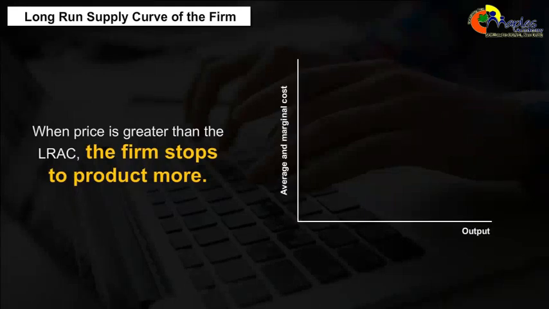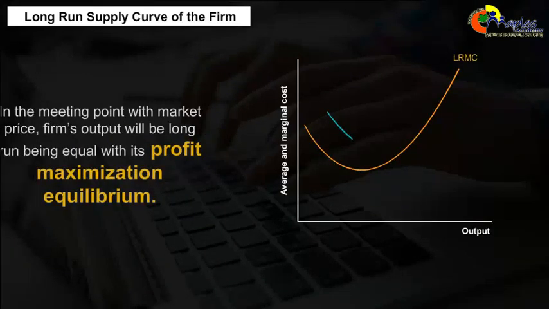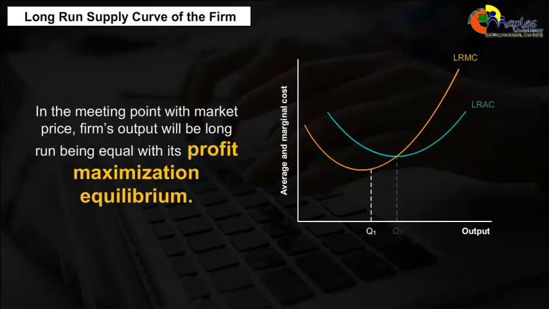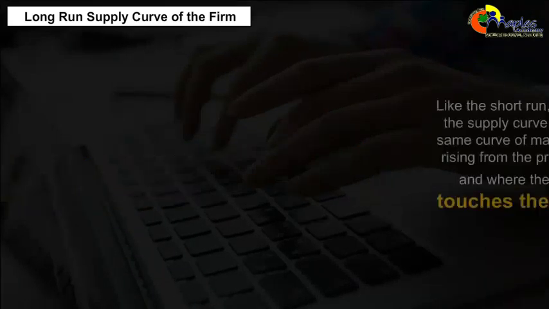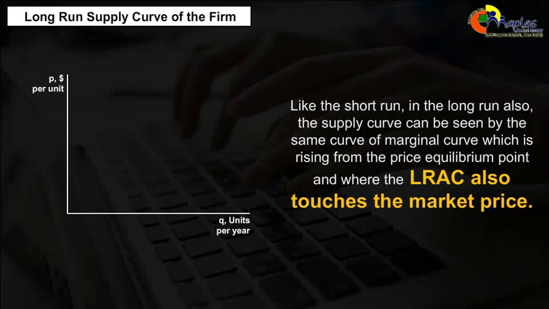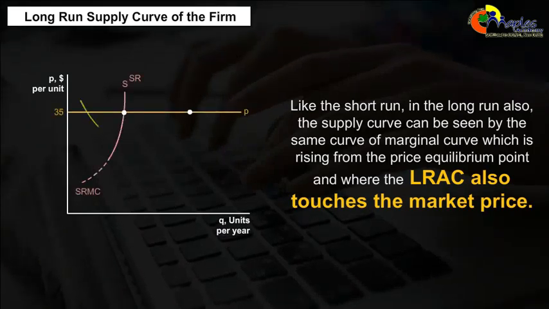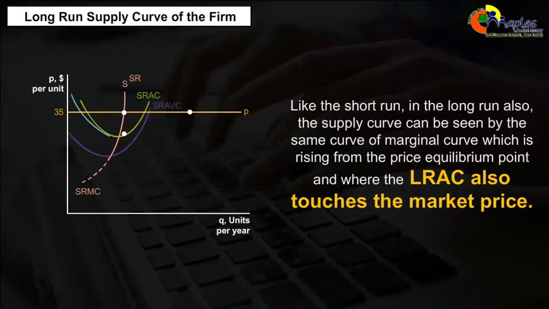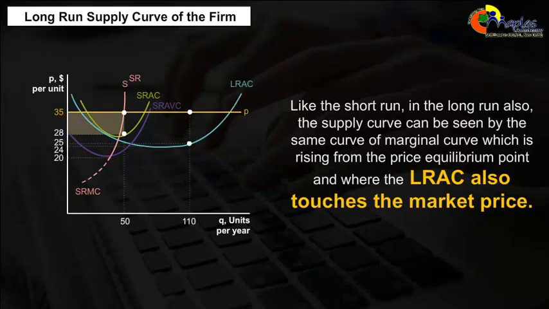Long-run supply curve of the firm. When price is greater than the LRAC, the firm produces more. At the meeting point with the market price, the firm's output will be the long-run output, equal to its profit maximization equilibrium. Like the short run, in the long run the supply curve can also be seen as the rising part of the marginal cost curve, from the price equilibrium point where the LRAC also touches the market price.